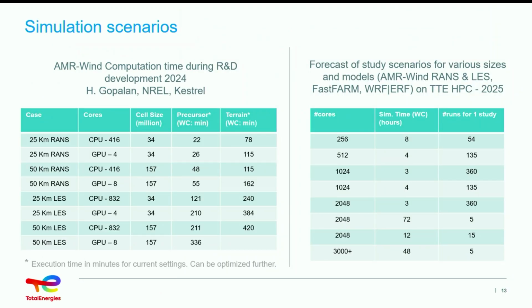Here in this last table, I just present some computing times that we had during the development phase of the WFIP2 canyon, for a reduced area of 25 square kilometers and also for an enhanced area of 50 square kilometers, both for runs of LES simulation, on CPU and GPU. So you see that performance is interesting on both sides.